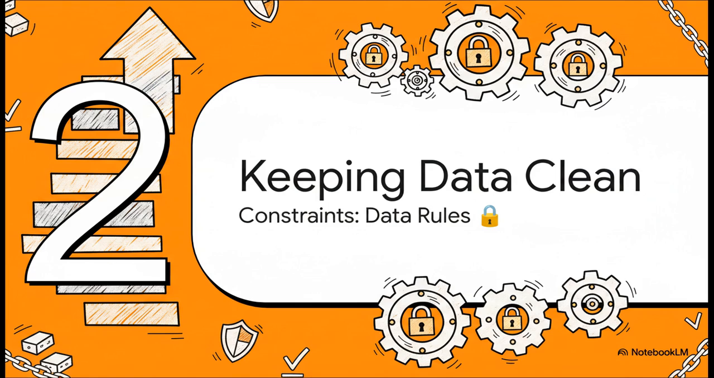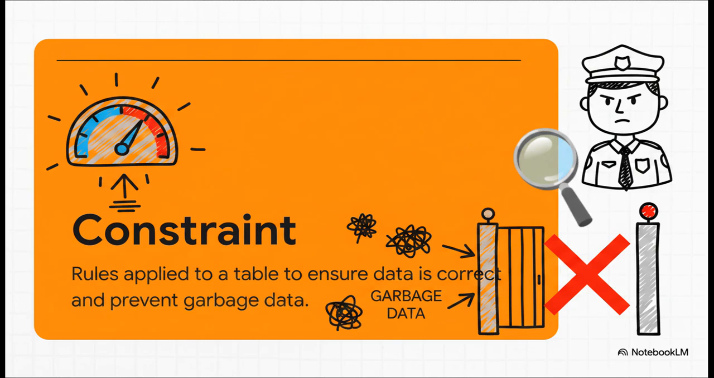All right, we've talked about making things fast. Now let's switch gears to our second pillar, keeping our data trustworthy and clean. And this is where constraints step into the spotlight. You know, if an index is your database's performance tuner, a constraint is its security guard. Its one and only job is to enforce the rules. It basically stands at the front door of your table and makes absolutely sure that no garbage data, no incorrect, invalid, or just plain weird information is ever allowed in.